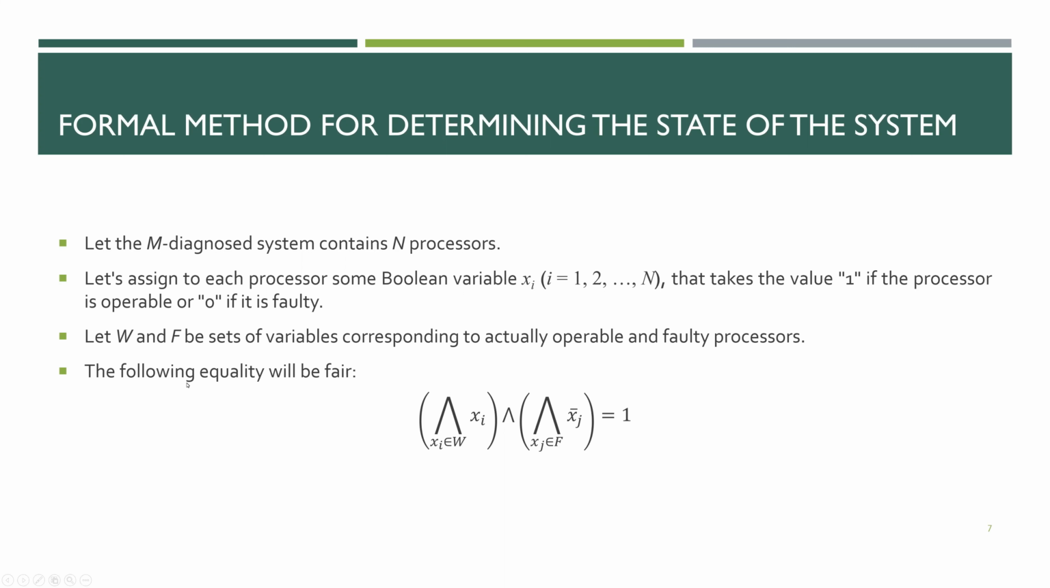And in this case, the following equality will be fair. You can see it here. Here you can see that the variables corresponding to faulty processors are given with inversions. That is correct because their values are equal to 0. So when we invert them, we will get 1. And then this equality will be correct.